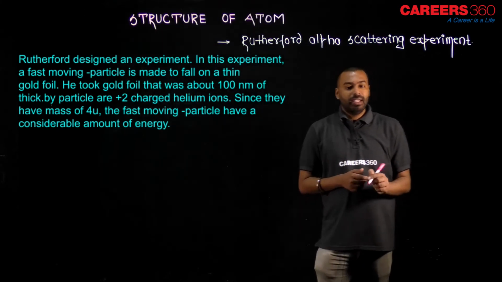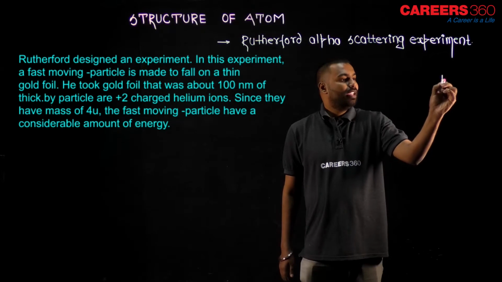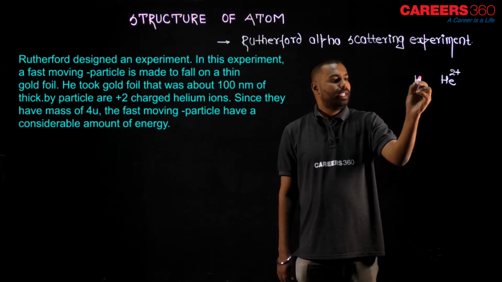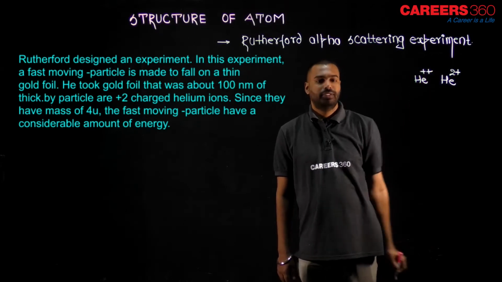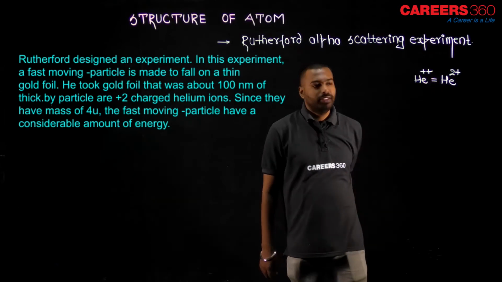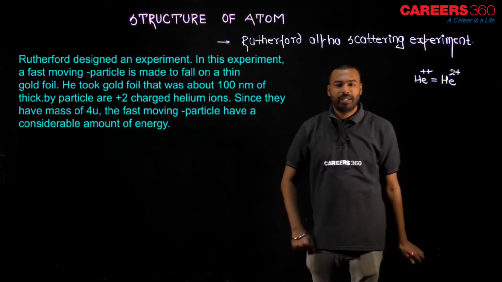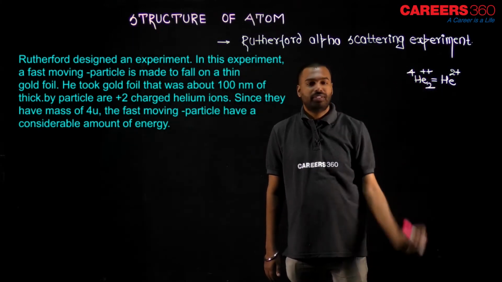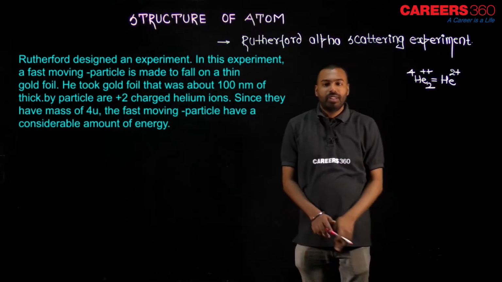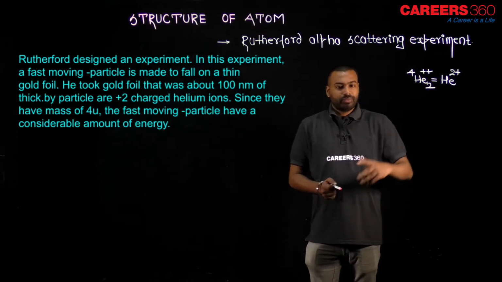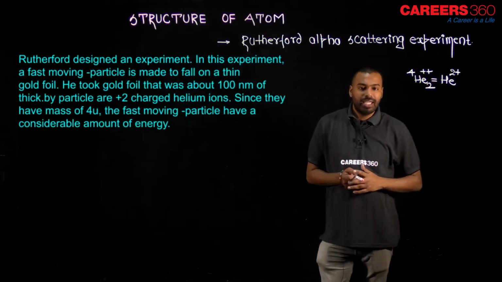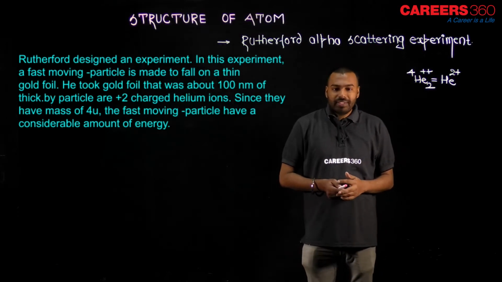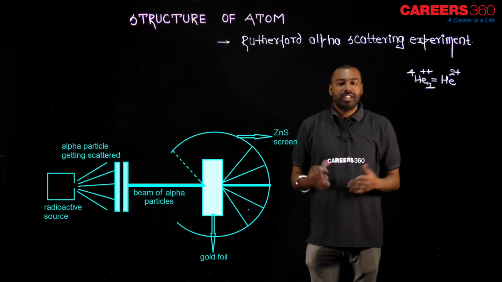And what is an alpha particle? An alpha particle is nothing but a helium plus 2 ion, or you can also write it as helium plus plus, both are the same. This is called an alpha particle, and it has 4 unit mass. See, helium has 2 atomic number and 4 mass number. So the fast moving particle has considerable energy, like kinetic energy, potential energy, total energy. Alright, let us see the setup he made for the experiment.